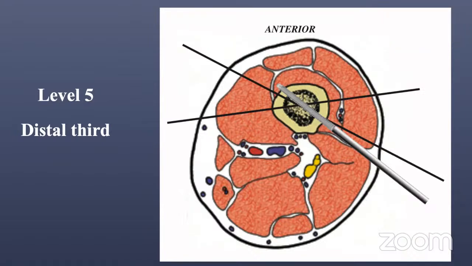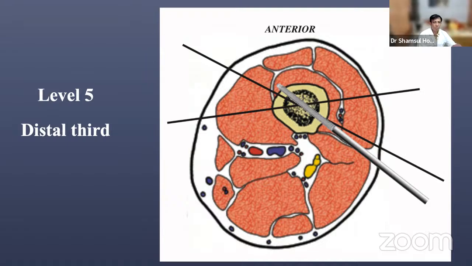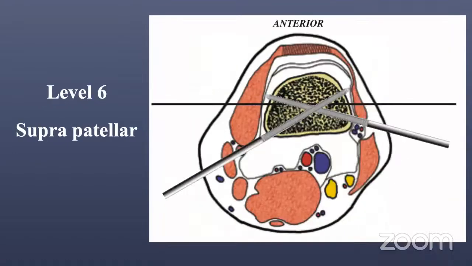Level 5 is in the distal third of the femur, and all the neurovascular structures have shifted posteriorly here, and the entire medial surface, anterior surface, and lateral surface is free and available to use for the pin and wire placements. So different configurations can be used here. The level 6 is in the suprapatellar region, and a similar arrangement of neurovascular structures can be found. All of them are posterior in location, and the medial and lateral surfaces can be used with different configuration.